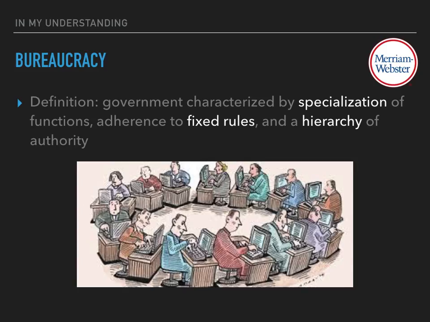Next, we're talking about bureaucracy. In the Merriam-Webster definition, it's a government characterized by specialization of functions, adherence to fixed rules, and a hierarchy of authority. I think today there is a stigma, a bad reputation or bad taste in your mouth that the general public has with the word bureaucracy, but really in itself, it's not inherently bad. In theory, it's really good.